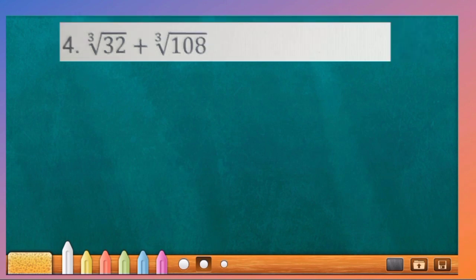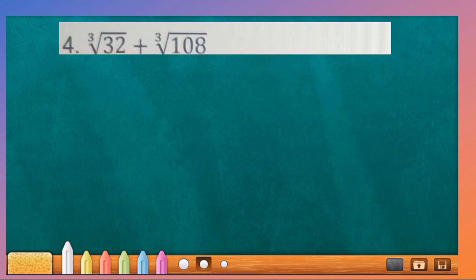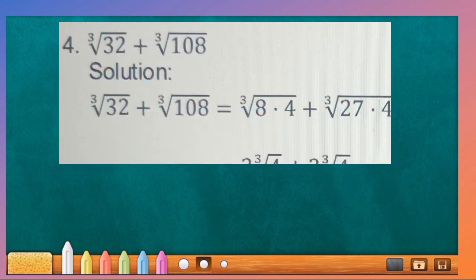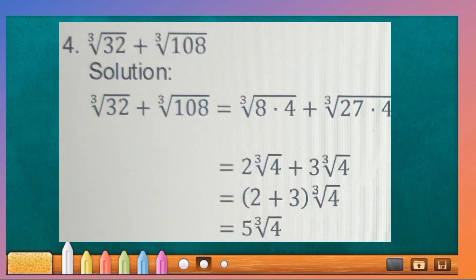Next, we have cube root of 32 plus cube root of 108. Can we add them? So solution, again simplify the radicals. So cube root of 32 is the same as cube root of 8 times 4 plus cube root of 108 is the same as cube root of 27 times 4. So ito yung tinatawag natin sa law of radicals, dapat alam natin mag-simplify.